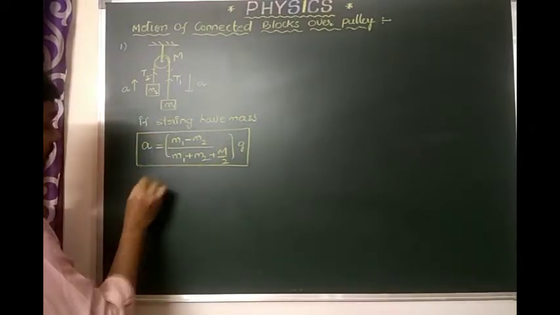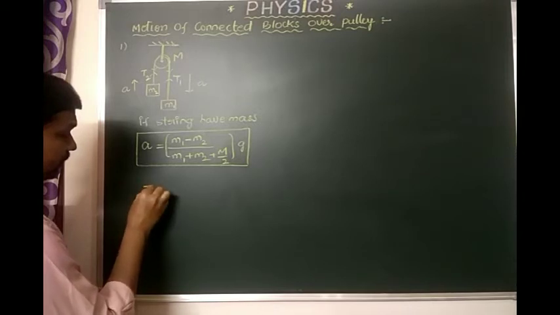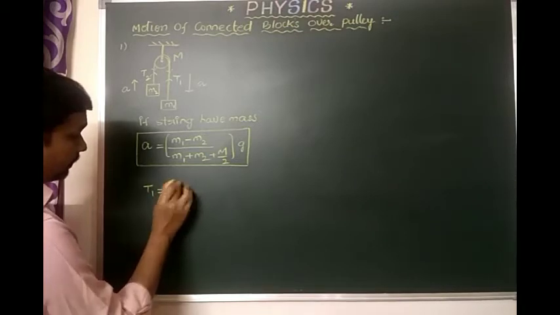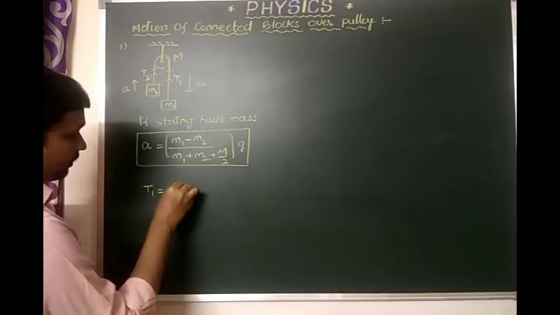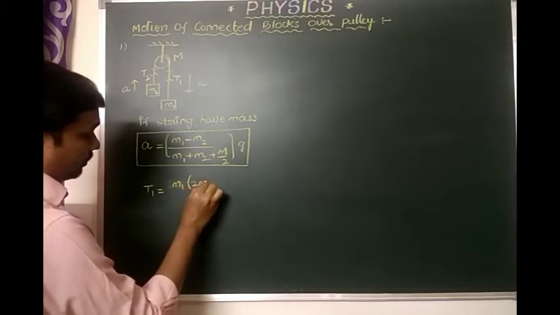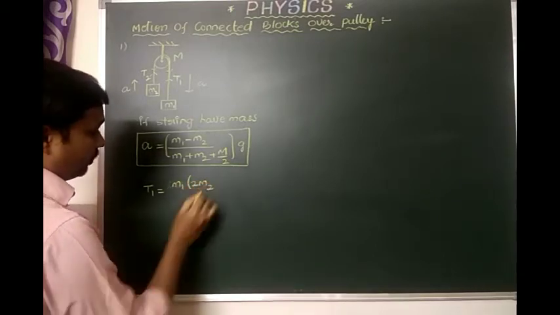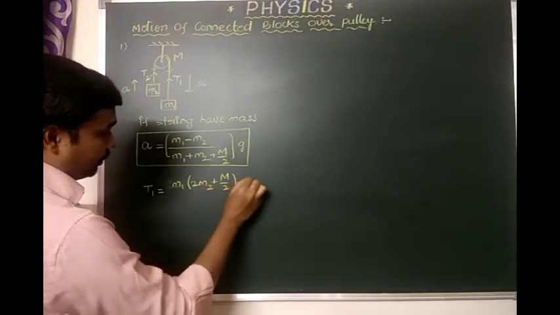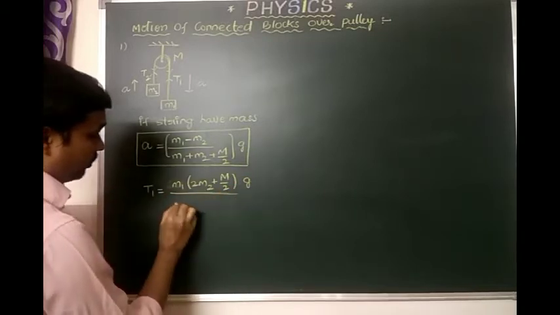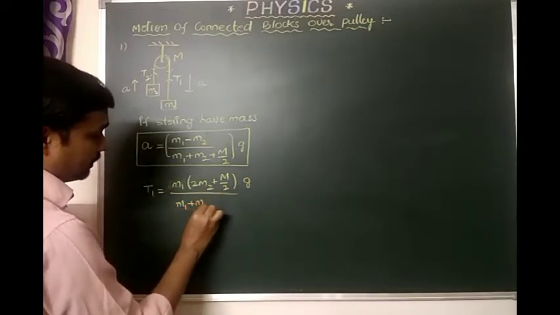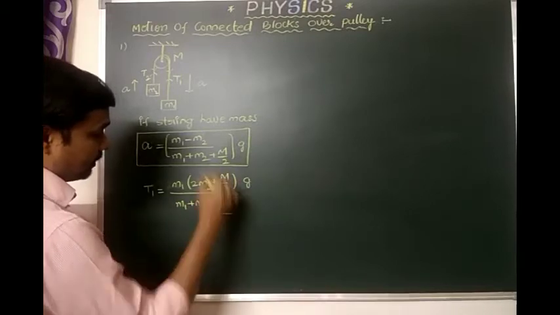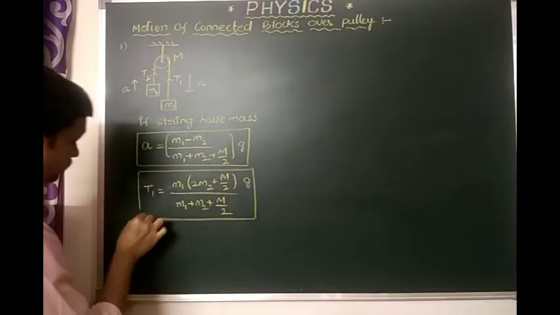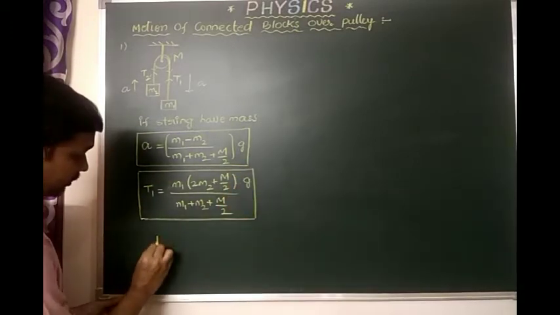And what will be the tensions? Directly I am writing for the tensions. Tension T1 in the string, T1 equals m1 of 2m2 plus m by 2 into g divided by the total mass of the system, m1 plus m2 plus m by 2. This is the tension T1 in the string.